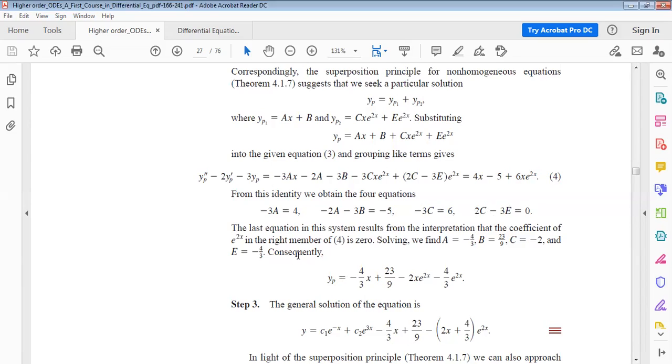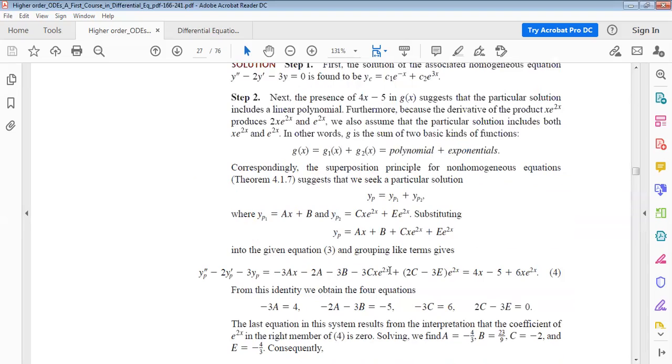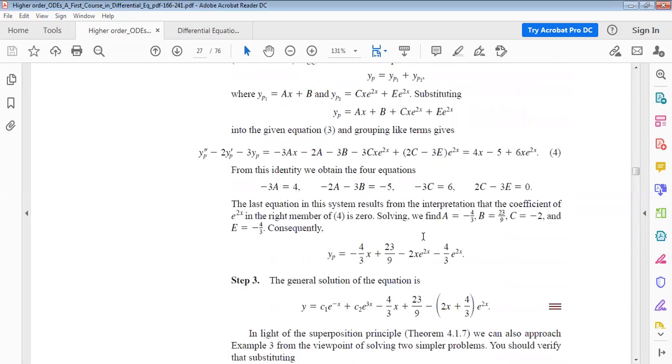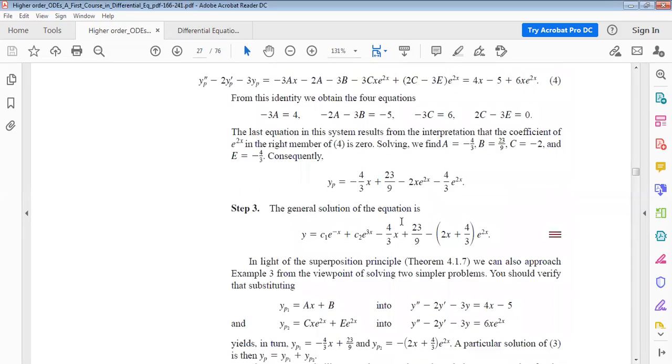So now substituting all these values of a, b, c, e in the particular integral, yp, we get this as the particular integral. Now the general solution will be y equals complementary function plus particular integral. Understand, everybody?